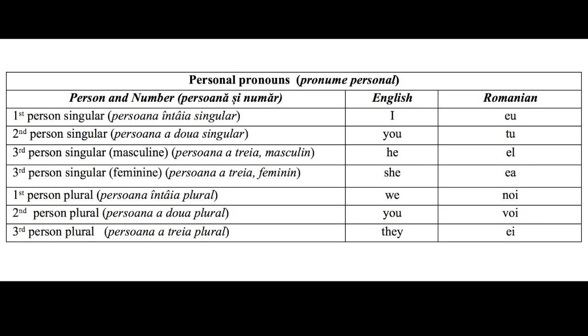Persoana întâi plural, we, noi. Persoana a doua plural, you, voi. Persoana a treia plural, they, ei. Now, let's make some examples.